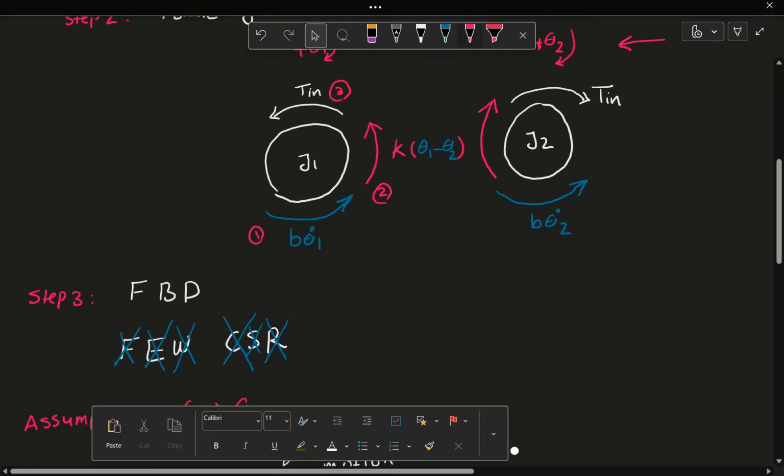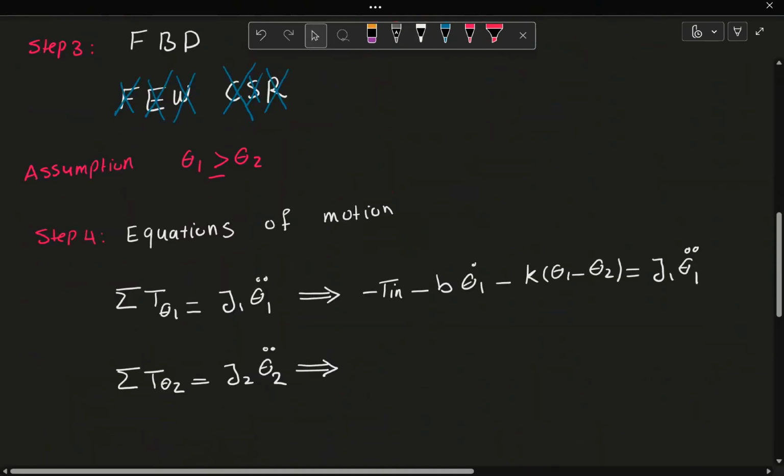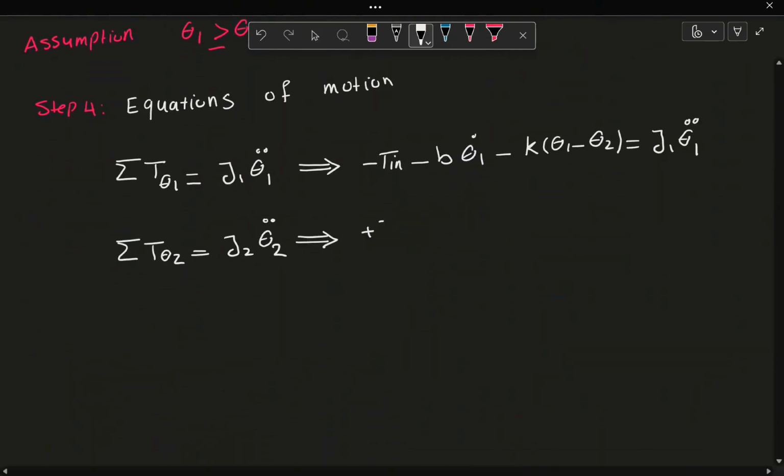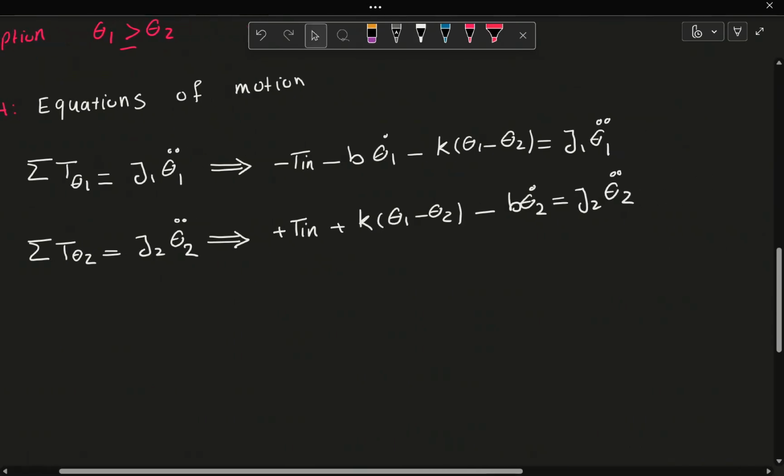Similarly, on the side of J2, I have Tn in the positive theta 2 direction, the torque of the spring also in the positive theta 2 direction, and the torque of the damper in the negative theta 2 direction. Yes? So it's going to be positive Tn, positive the torque of the spring, negative the torque of the damper, equals J2 theta 2 double dot. Yes? Good.